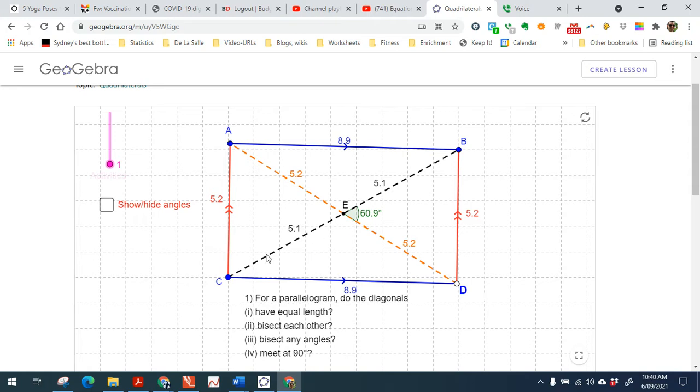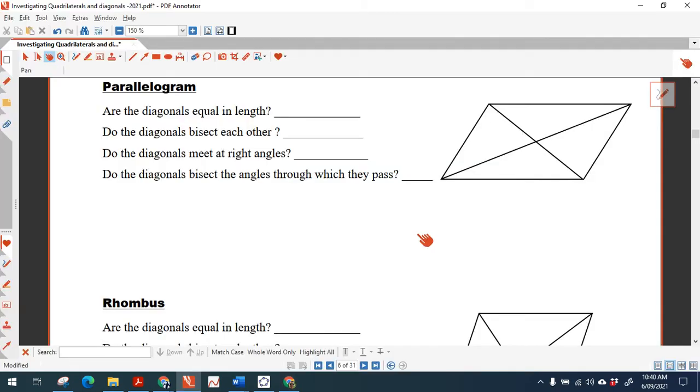Now, if you look at the black diagonal, from C to E it's 5.1, and from E to B it's 5.1. So that's a total length of 10.2. Now, 10.2 is not the same as 10.4. So we're just going to go back to our notes, and we're going to say, are the diagonals equal in length? And the answer is no.